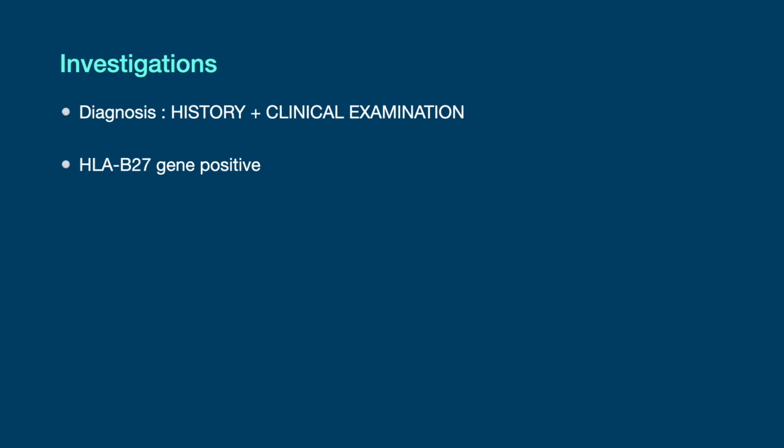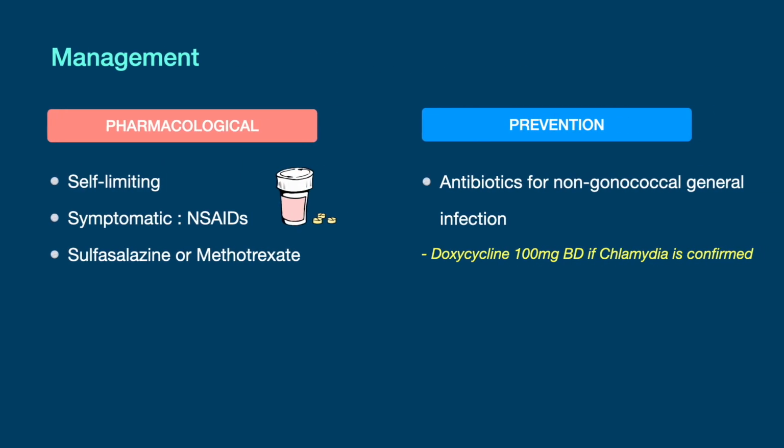Reactive arthritis is usually diagnosed based on the history of previous infection and clinical examination. The testing done for reactive arthritis is the HLA-B27 gene, which is often positive in those with reactive arthritis. As for management, this condition is usually self-limiting. However, for symptomatic relief, one may be prescribed analgesics, NSAIDs, and intra-articular steroids. Sulfasalazine and methotrexate are sometimes given, and this is used for persistent disease.